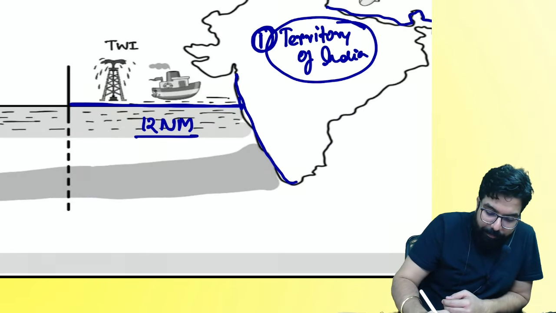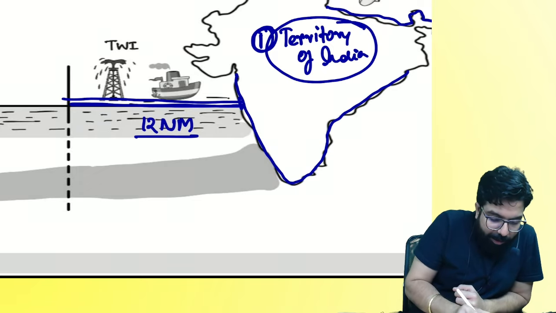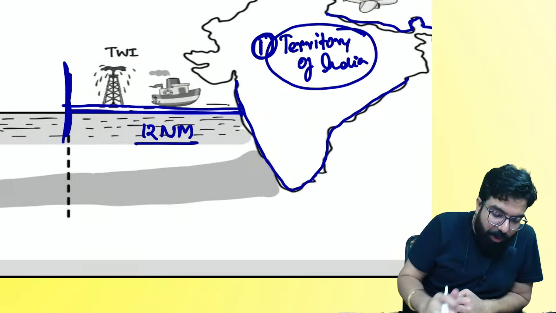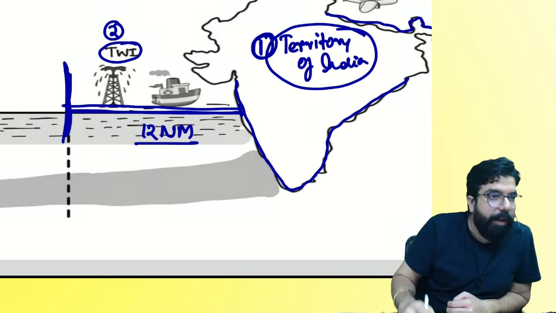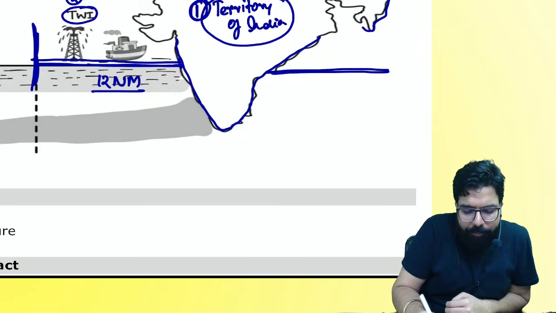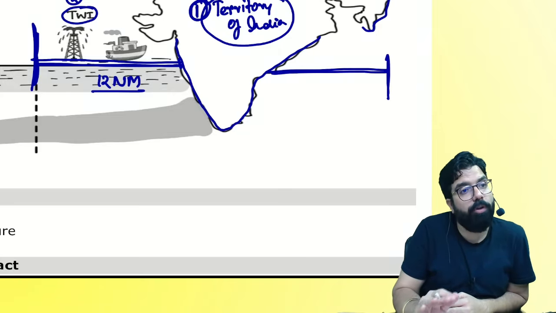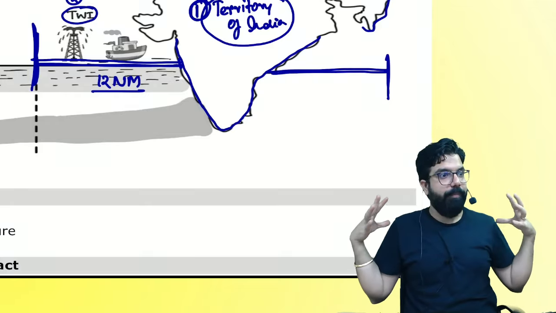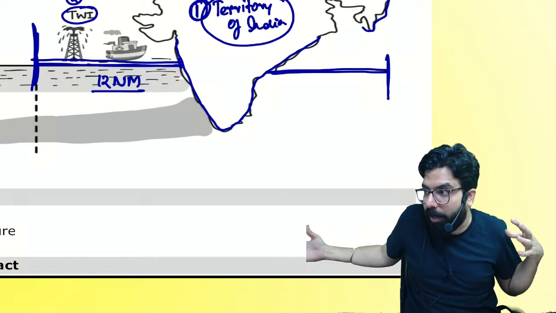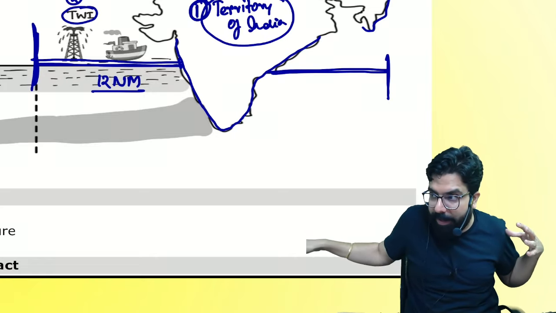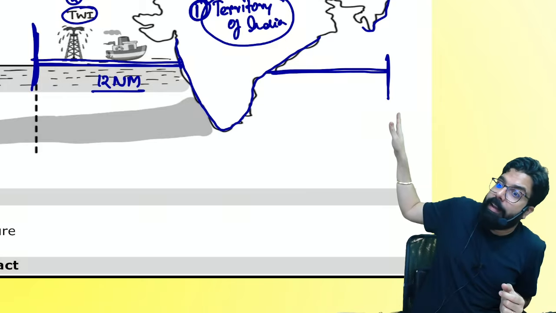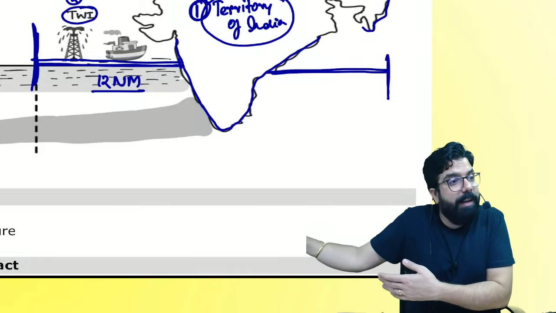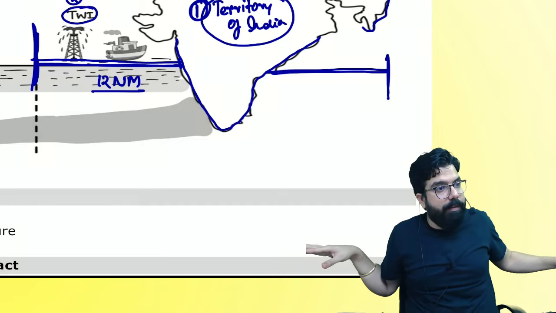From the India baseline, if I go 12 nautical miles in the water, that is also India. So this is known as what, everyone? The second one, territorial waters of India. Tell me one thing, sir. This side 12 nautical miles, then? Same. That is also India. If you go on the right side also 12 nautical miles, then also it is India. That water is India. I am telling you, in the water, that 12 nautical miles is India, and this side also 12 nautical miles is India.